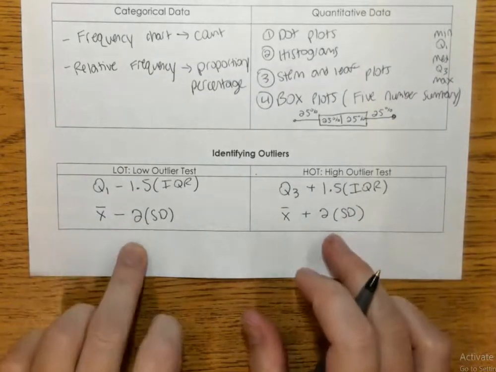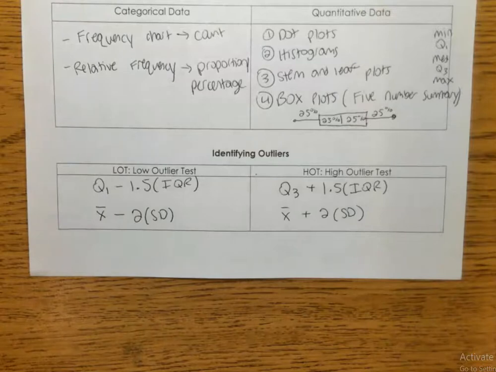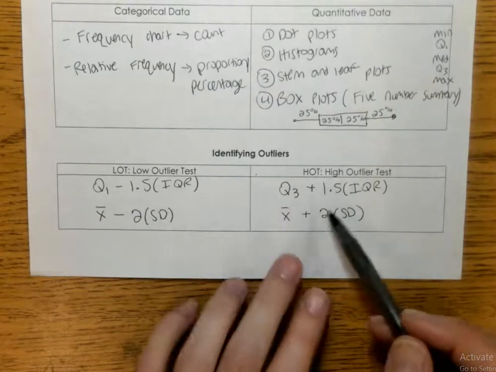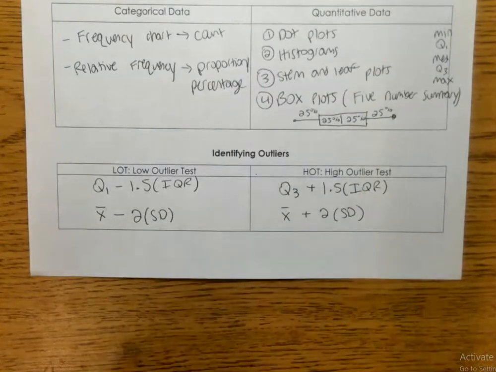Whatever number you get for these tests is not the outlier, it's the threshold for the outlier. So any number in your data set below the low threshold is an outlier. Any number above the high threshold is an outlier. So this just helps you identify the outliers.